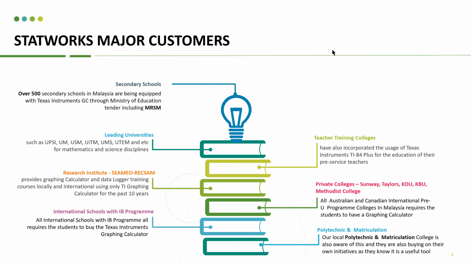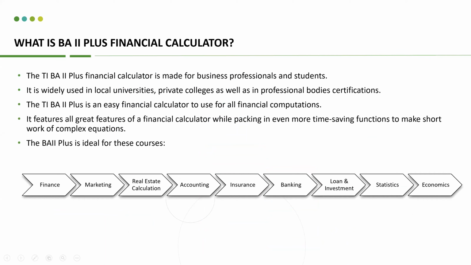I believe that most of us are aware of the scientific calculator, but not everyone has exposure to the financial calculator. Basically, our BA2 Plus financial calculator is made for students to business professionals. As you can see from my previous screen, it is widely used in local universities, private colleges, and also professional body certifications. It's easy to use because of the interface. It has simple buttons and time-saving functions, because if you want to calculate a complex equation, it will save your time with a simple interface.